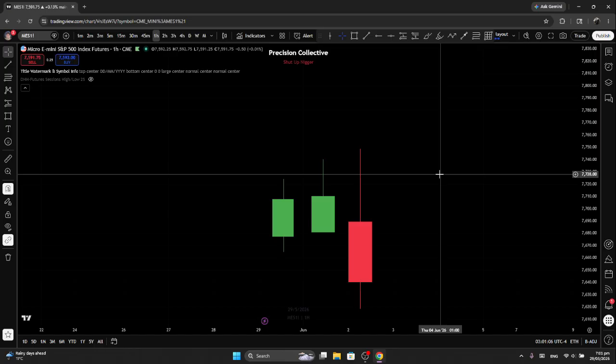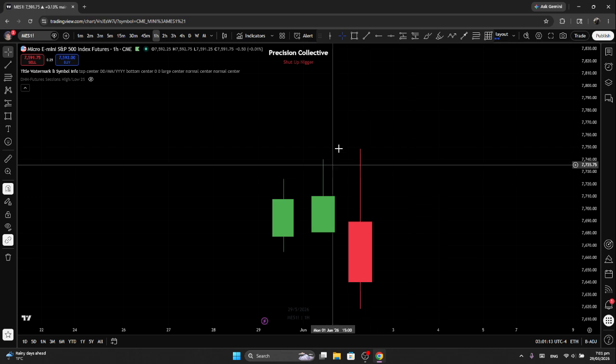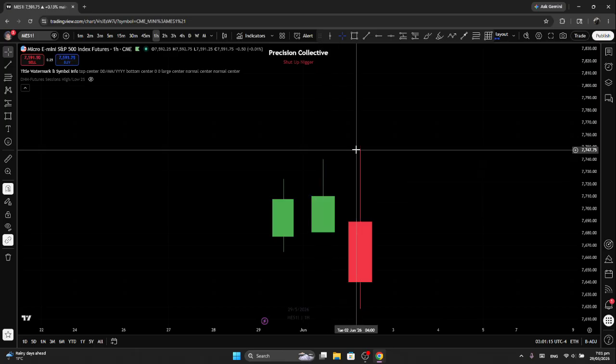Essentially, most traders see candles as colors. Professionals see them as information. Every candle is literally a battle between buyers and sellers.